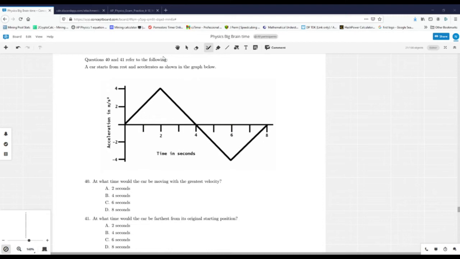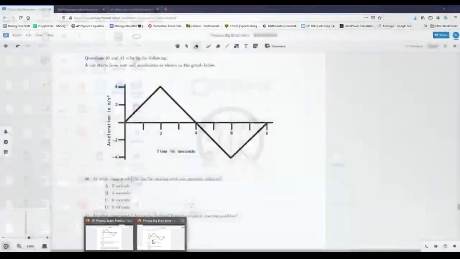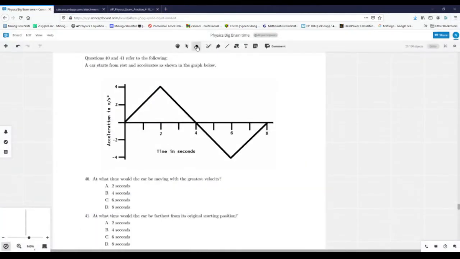All right, so the correct answer for 40, hold on, let me just peek at the answer key, was B. So, this one's asking about velocity. Can anyone remind me how we get velocity from an acceleration graph? It's the slope.